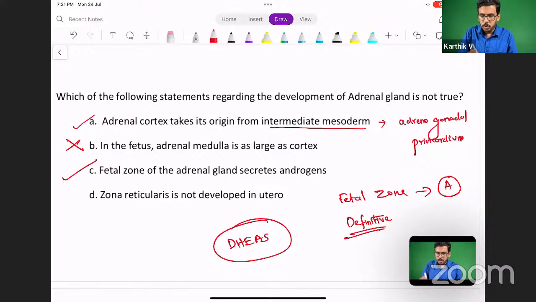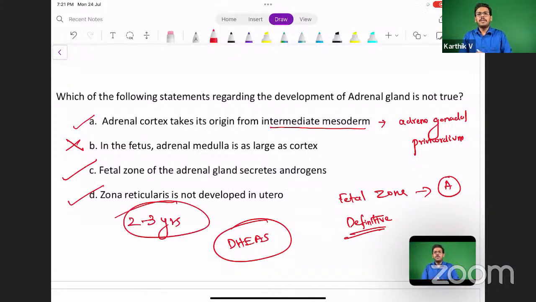So zona reticularis is not developed in utero. That again is the correct statement, because there are only two major zones, the fetal and definitive. Once the child is born, the fetal zone will start to involute, and only after complete involution of the fetal zone will there be precursors of zona reticularis development, and the development occurs only by 2 to 3 years.